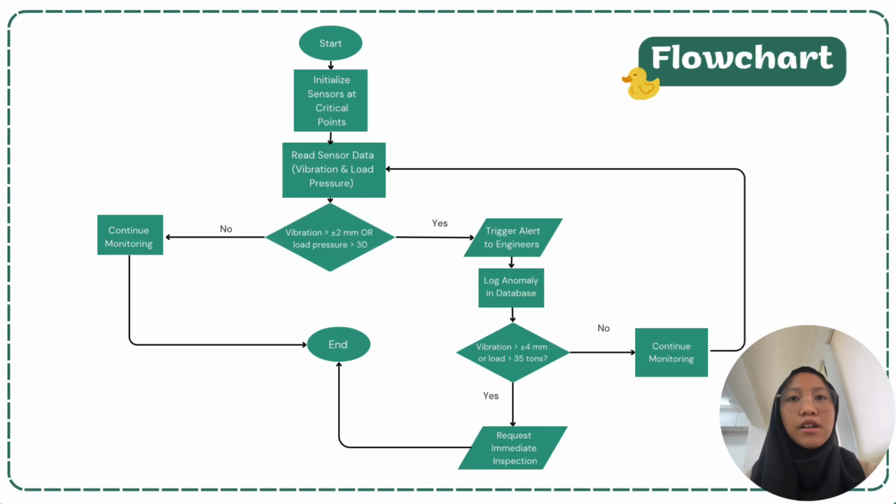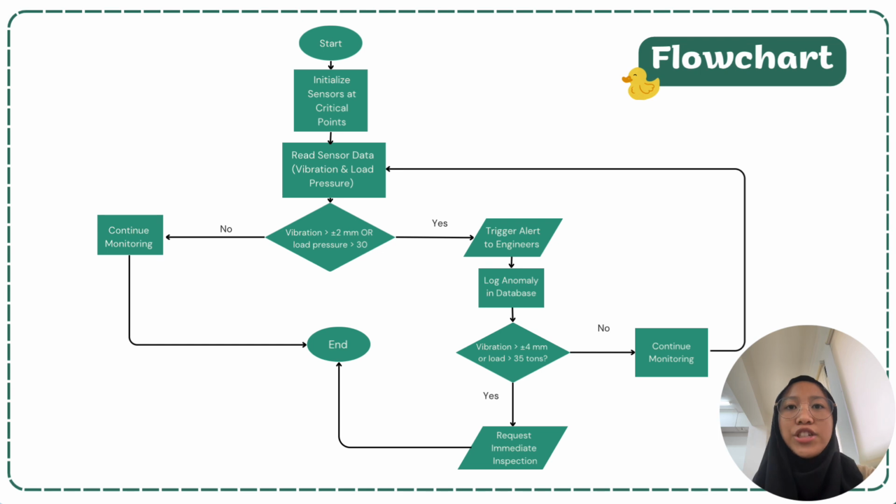Then the engineers decide on routine maintenance if within warning levels, and immediate inspection if in the critical range. So this is our flowchart for the step-by-step explanation. First, start the process. The system begins by initializing sensors at the critical points and then reading the sensor data. The sensors collect data related to vibration and load pressure. And then we check for initial anomalies.